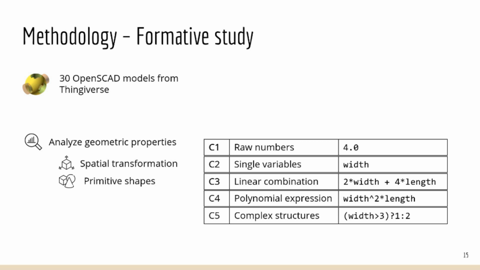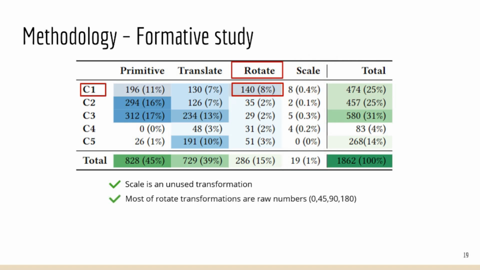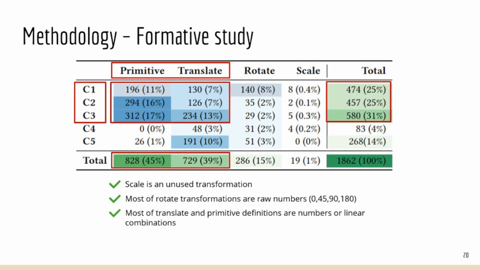We modified OpenSCAD to analyze the code, counting and classifying geometric properties definitions. Our findings reveal that scale transformation is infrequently used, and most rotations are defined with raw numbers at the standard values, suggesting that creating rotations is challenging. Additionally, most primitive and translate definitions fall into categories C1, C2, and C3.